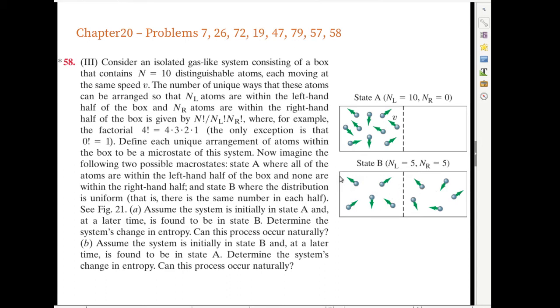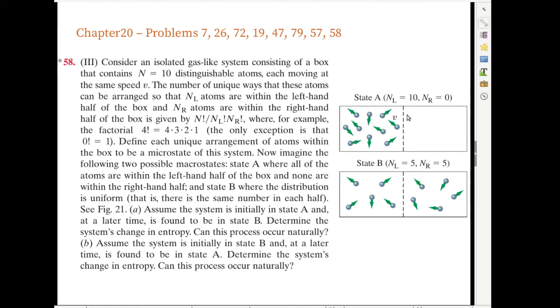Now imagine the following two possible macrostates, state A and state B. They're asking us, assume that the system is initially in state A and at a later time is found to be in state B, determine the system's change in entropy. So what will be the arrangement here? They actually give you the number of ways: this is N factorial, where N is the total number of atoms, divided by NL factorial, the factorial of the number of atoms on the left, divided by NR factorial, the factorial of the number of atoms on the right.